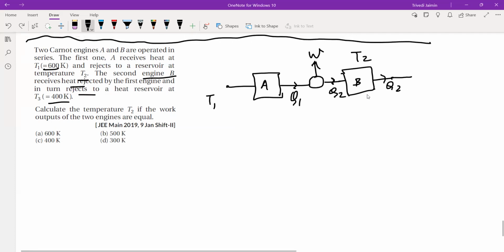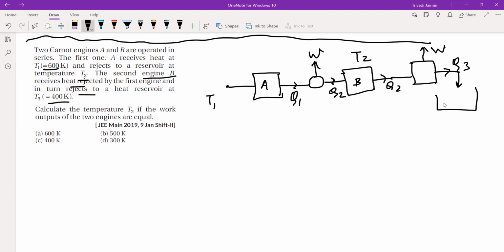We will release Q2. Then output W we are getting now. This is heat rejected by source. That is Q3. Now let's take this as a sink here.